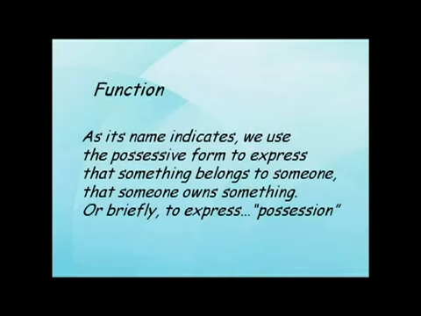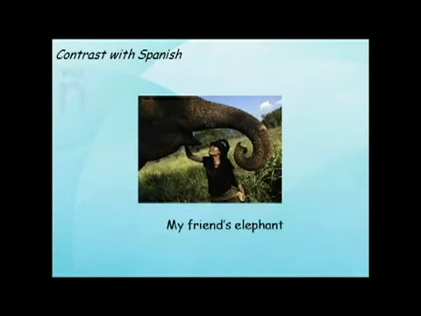As its name indicates, we use the possessive form to express that something belongs to someone, that someone owns something, or briefly to express possession. When we have a singular noun, we just add apostrophe s and the noun, that is the object that person owns or has. In this case, the singular noun is friend. My friend's elephant. In Spanish would be el elefante de mi amiga. Notice that we don't have the preposition of in the English sentence.